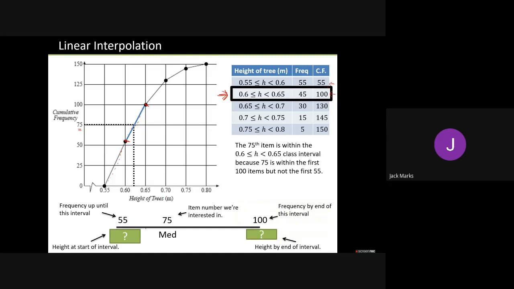So the top line here is saying the number lies between the numbers I'm interested in. And on the bottom line, I'm going to look at the actual heights. So what's the height at the start of the group? Well, it's 0.6, isn't it? And at the end, hopefully you can see there, that's 0.65. And I can use this information to more accurately predict where the median person will be without having to draw it.